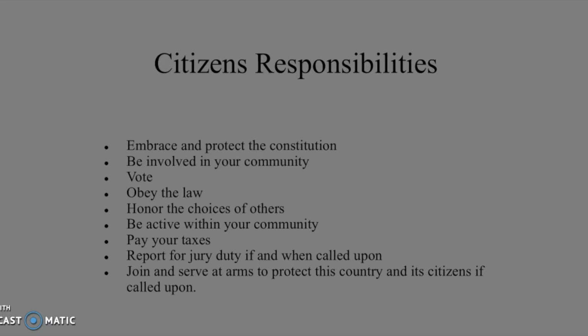So you can kind of see how the citizens' responsibilities tie into the citizen rights with vote. That's a responsibility, but it's also a right. Embrace and protect the Constitution. If you do not protect this Constitution, this government can fall. If you do not embrace it and follow it, then you're not going to have those rights and you won't have responsibilities, and history will just repeat itself with things that have happened.